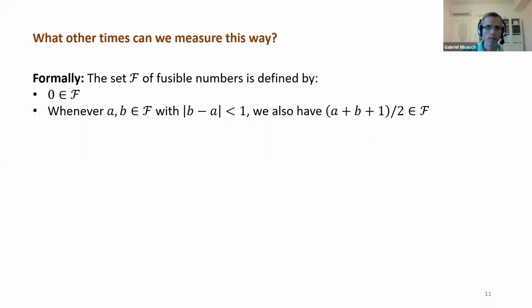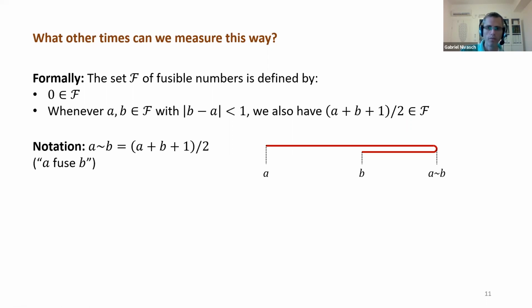So formally, the set of fusible numbers is defined recursively this way. 0 is fusible, and whenever you have two fusible numbers a and b whose difference in absolute value is less than 1, also (a + b + 1)/2 is fusible. Because if you have a fuse and you light one endpoint at time a and the second endpoint at time b, then it burns at time (a + b + 1)/2, which we denote by a fuse b.